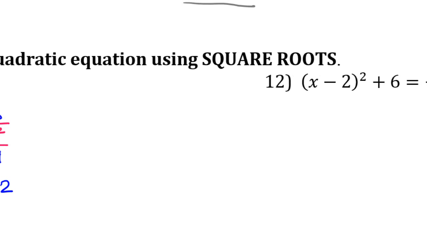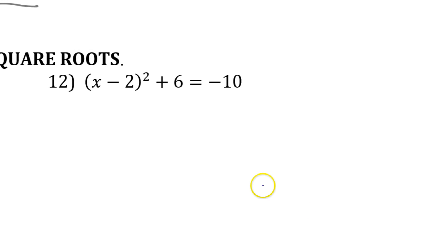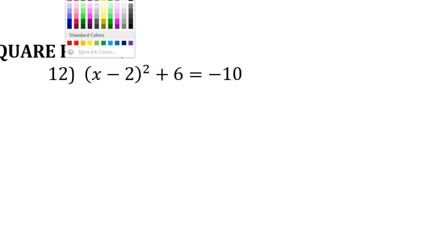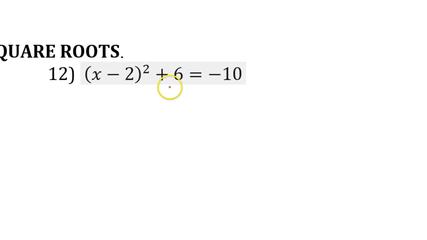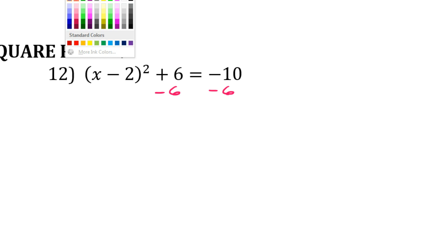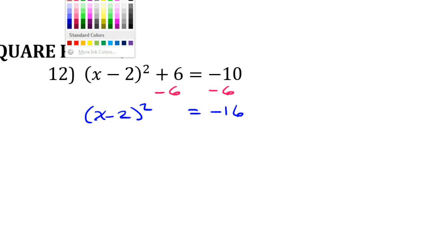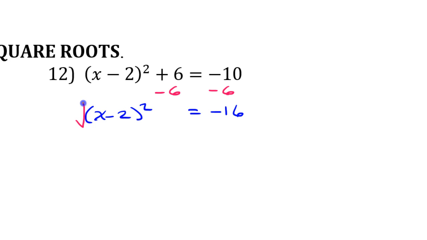Okay, we will do almost the same thing for number 12. So again, we will get the squared part, the parentheses, by themselves. We will subtract 6 from both sides. So that's going to give us x minus 2 squared is equal to negative 16. There's nothing else here except for the parentheses, so we can go ahead and take the square root of both sides. Don't forget your plus or minus.